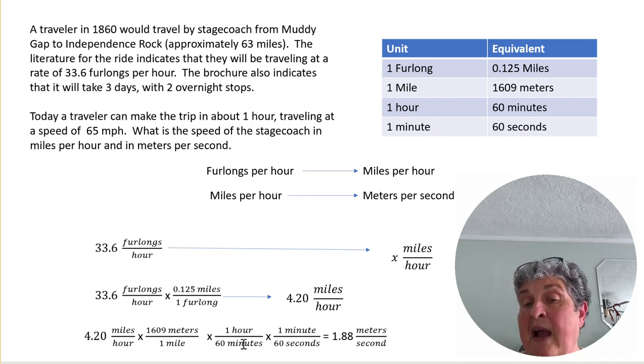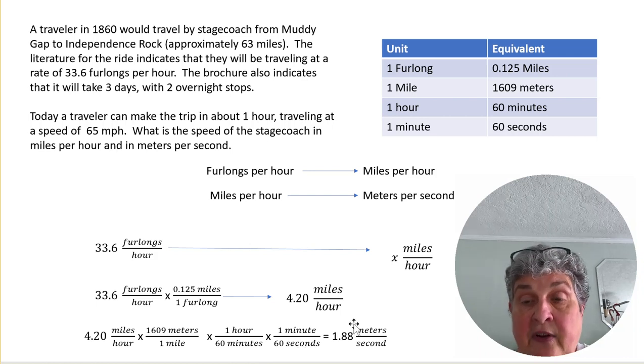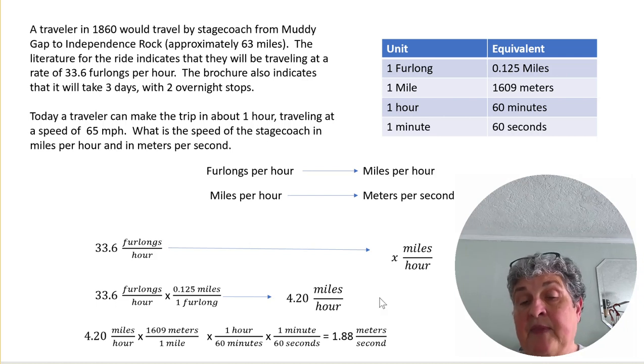The case of 1 hour is 60 minutes and 1 minute is 60 seconds. Those have infinite significant figures, so we don't have to worry about those causing us any change in our significant figures. So now I'm going to do my 4.20 times my 1609, divide by 60, divide by 60 again, and we're going to be traveling in the stagecoach at 1.88 meters per second. So we will use this unit analysis.